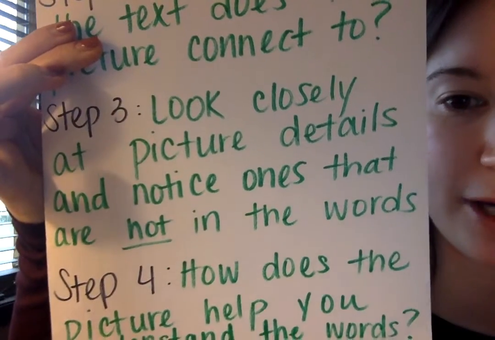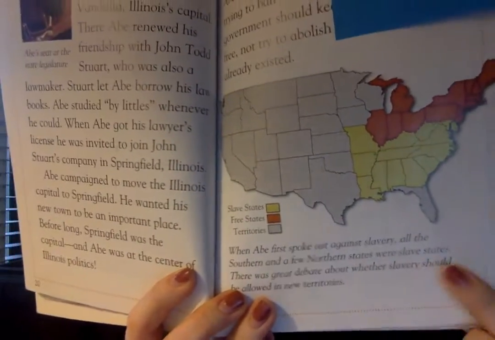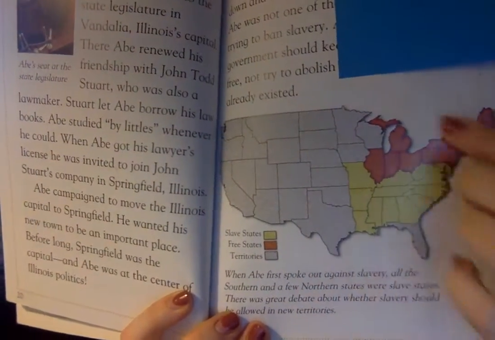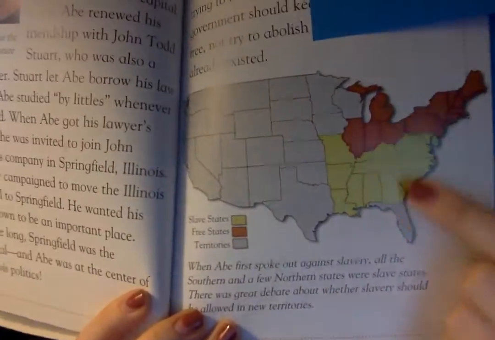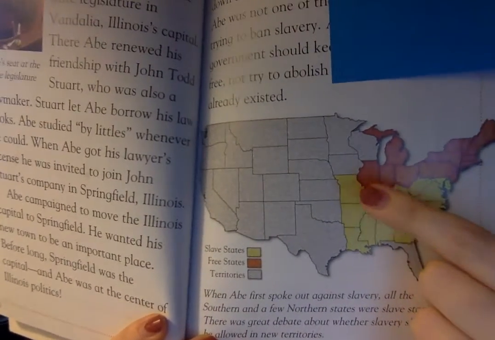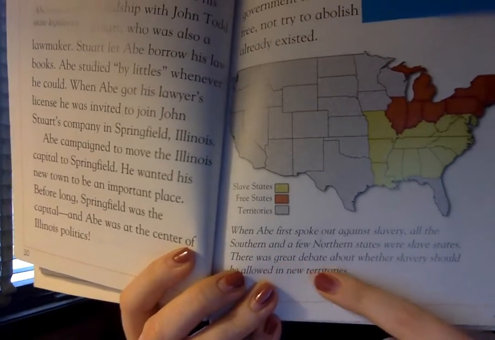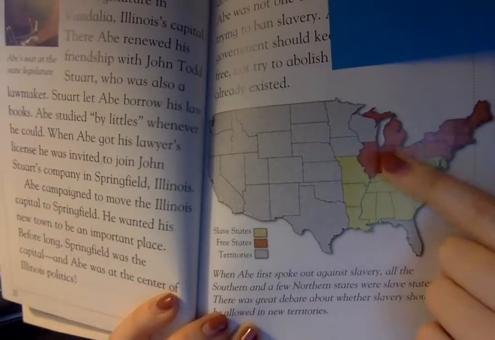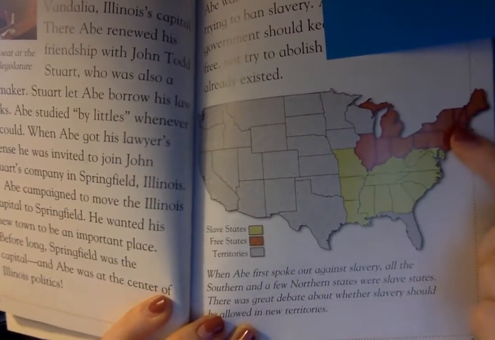Step 3, looking closely at picture details and notice ones that are in the picture and not the words. So one thing I noticed is that the words don't describe to us which states exactly were free states and slave states. However, we can tell in the picture, even though they're not labeled, Miss S really knows her states well, you guys will know them too. You can tell from the pictures that states like Illinois, Indiana, Ohio, Michigan, these were free states. However, none of these states were actually listed in our caption, and they're not listed elsewhere on the page. So the only way we would know that Illinois, our state, was a free state at the time, is by looking at the picture.